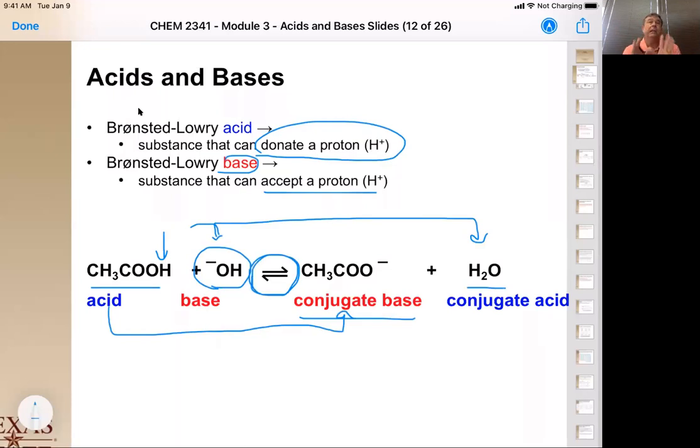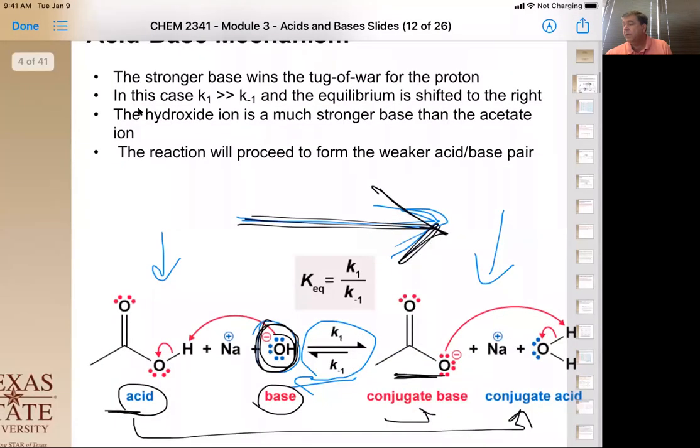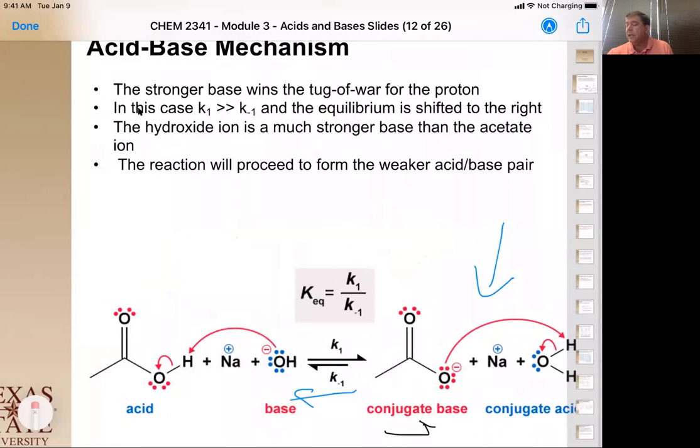Okay, so let's dig a little bit deeper into acids and bases and think about what we know about acid strength. In the case of acid-base reactions, the stronger base will always win the tug of war with the proton, okay? Which means you're trying to go from the strongest acid and base to the weakest acid and base in the system. So think about that: when we have a very strong base, it's going to shift the equilibrium into the product side or the proton transferred side of the reaction.